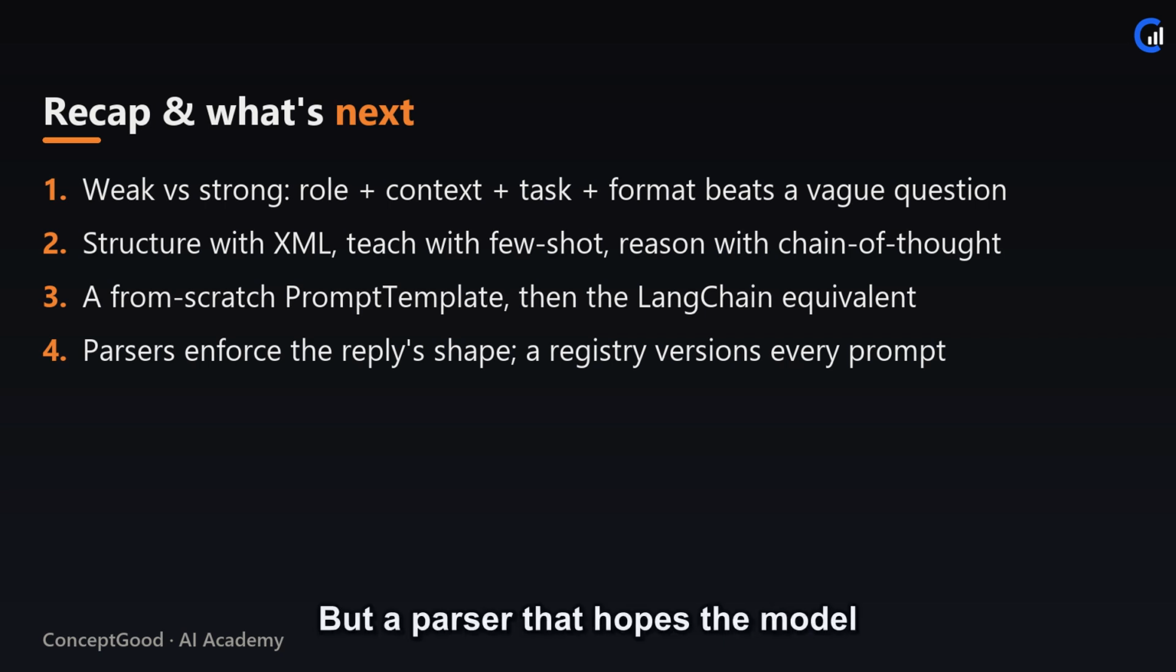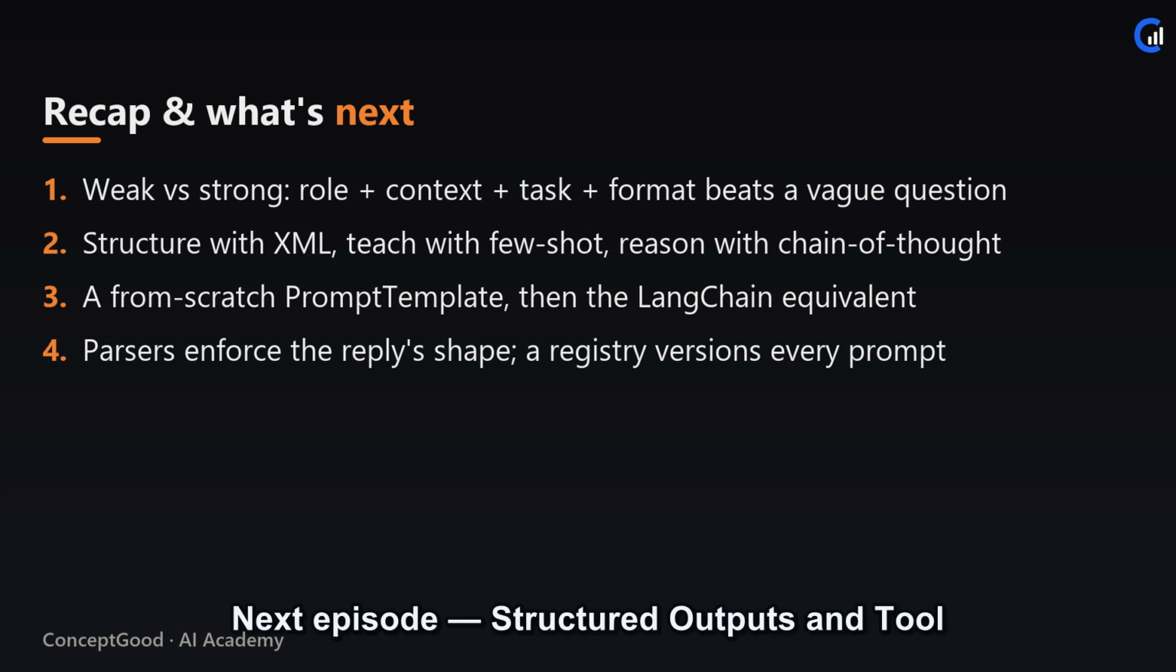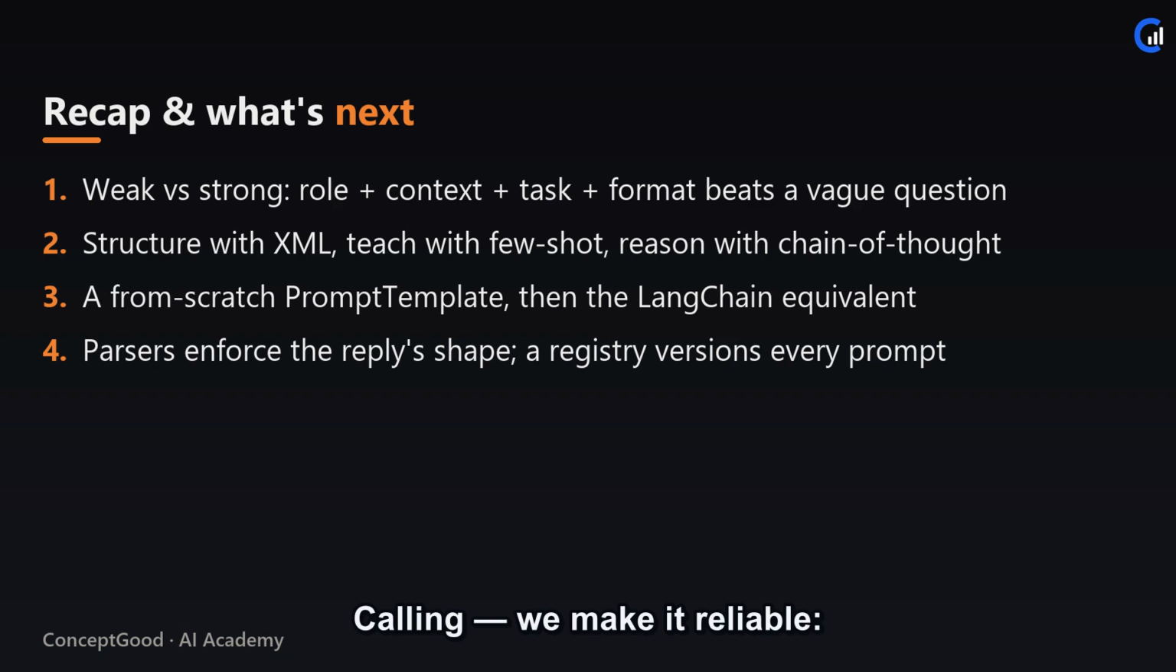But a parser that hopes the model returns valid JSON is fragile. Next episode, structured outputs and tool calling, we make it reliable: Pydantic schemas, structured output, function calling, and automatic retries when the model returns bad JSON.